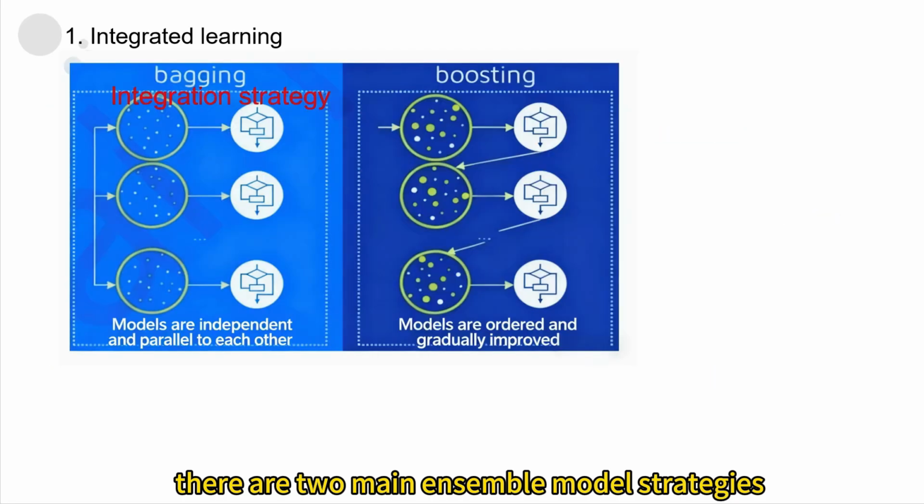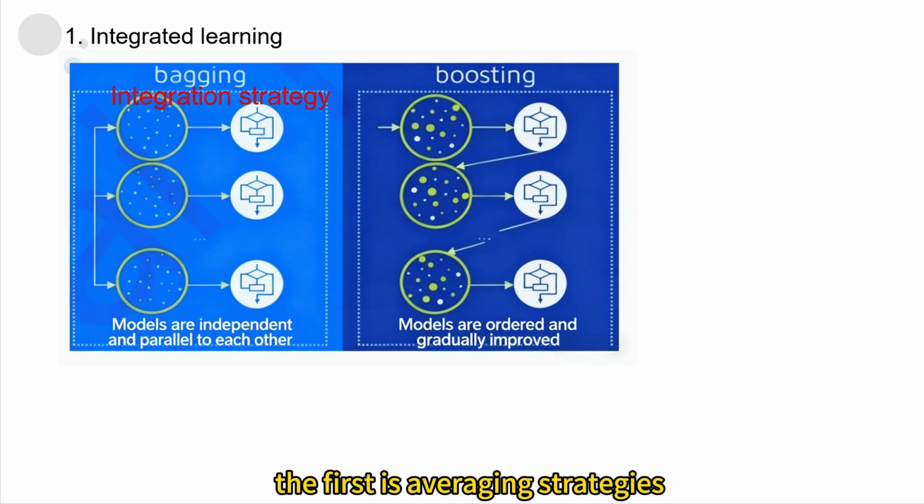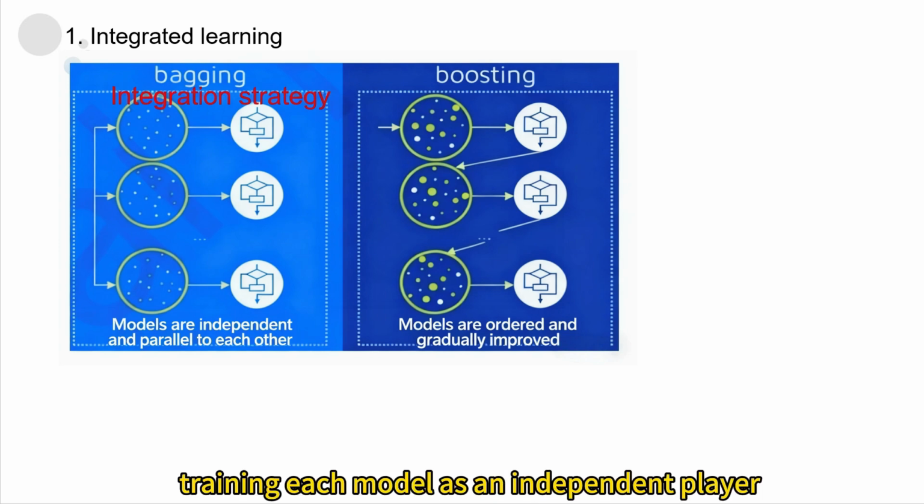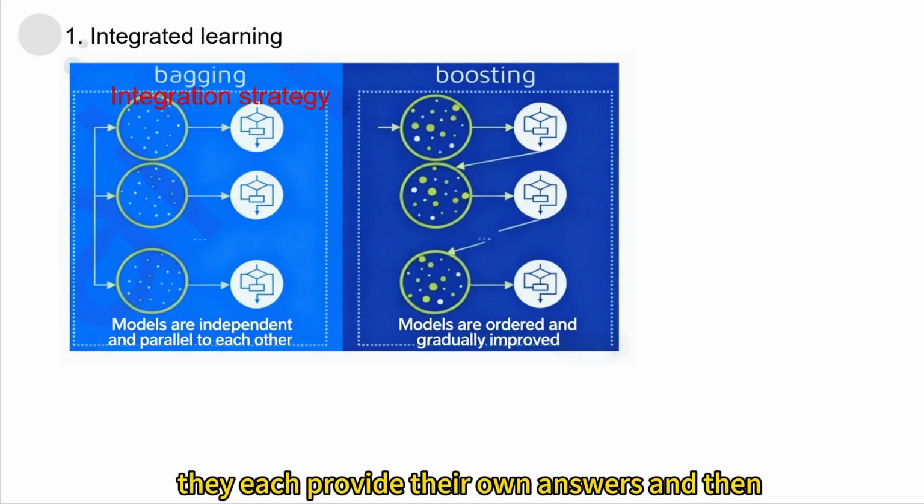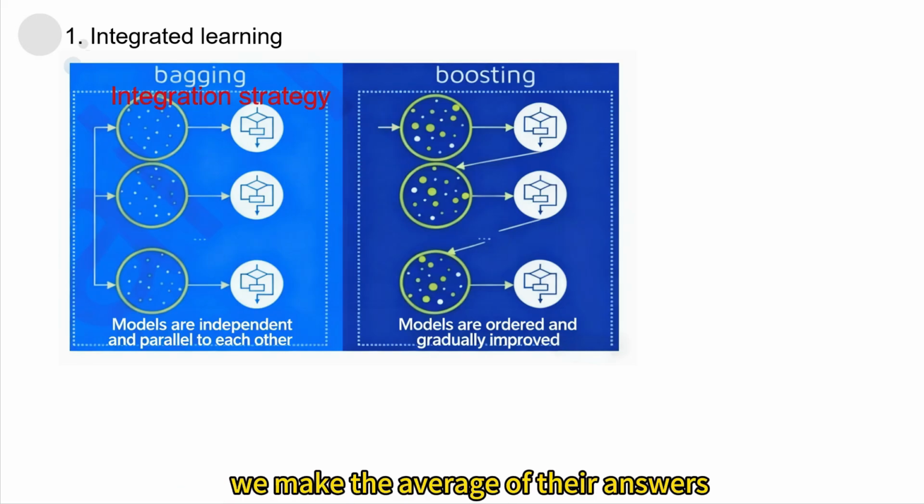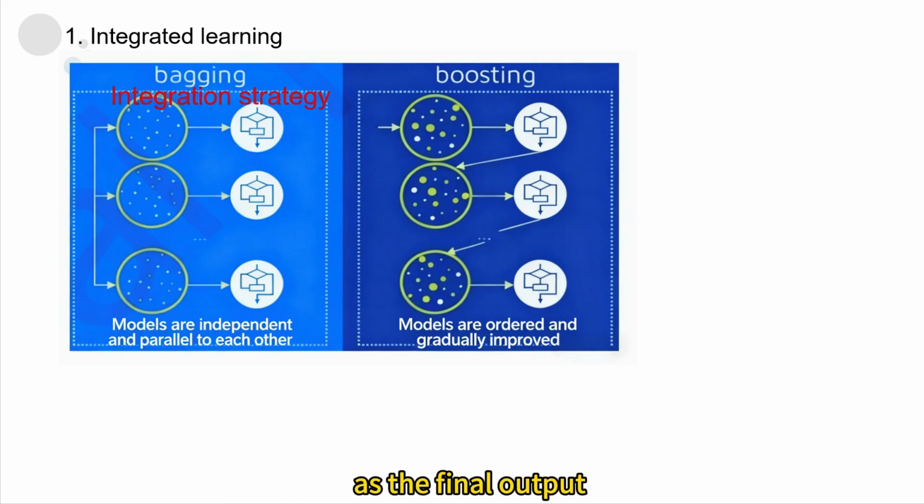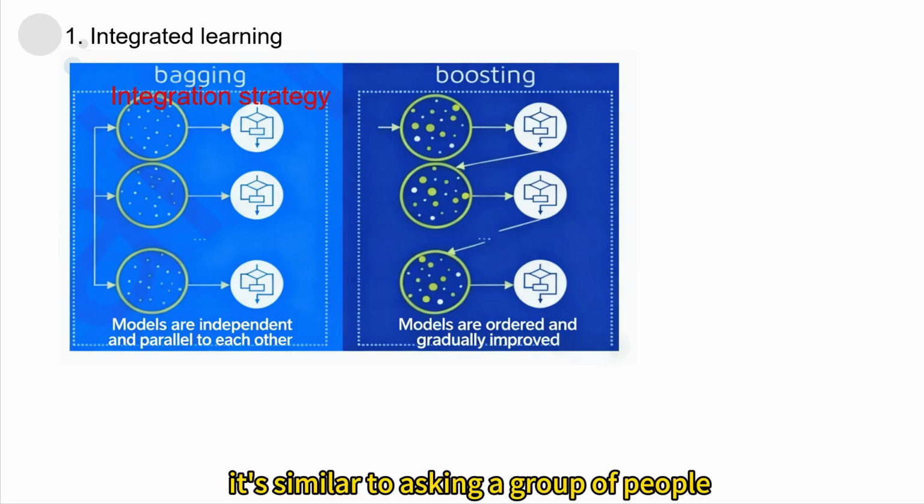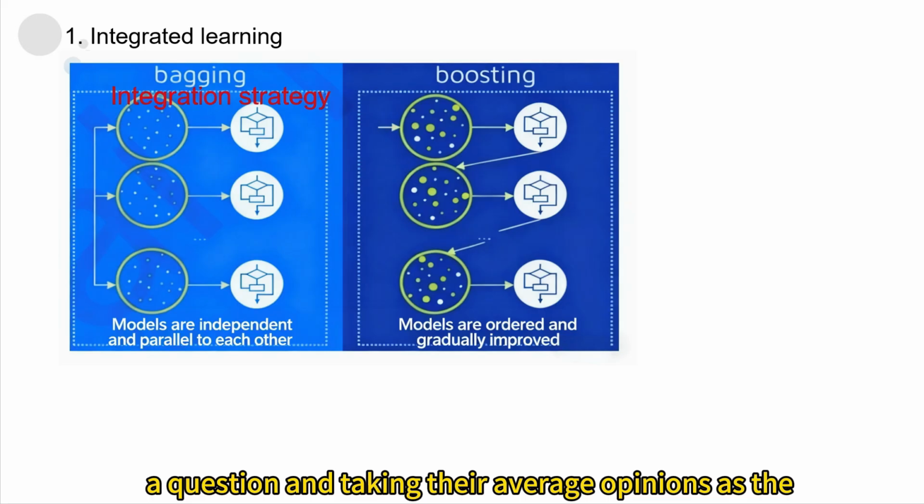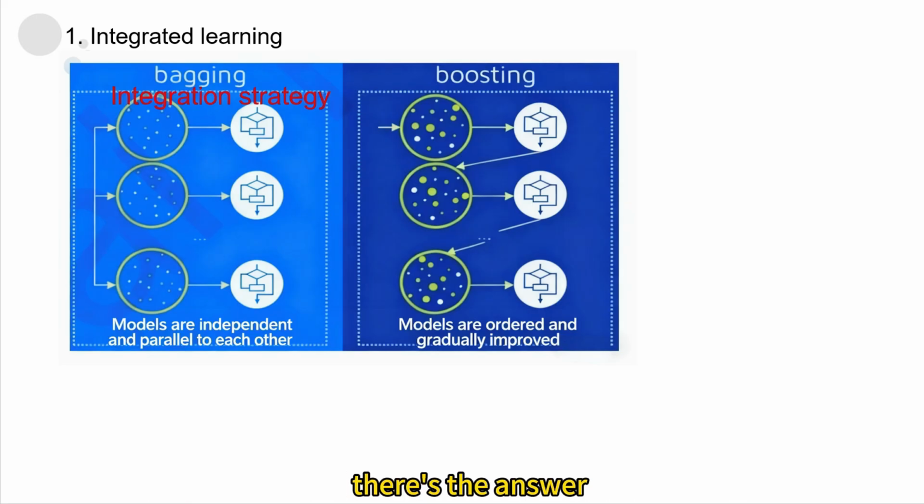There are two main ensemble model strategies. The first is the averaging strategy. This is like training each model as an independent player. They each provide their own answers, and then we take the average of their answers as the final output. It's similar to asking a group of people a question and taking their average opinion as the answer.